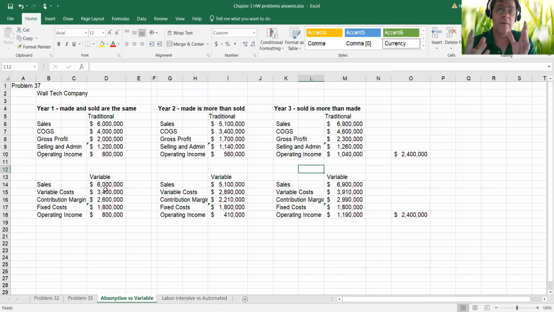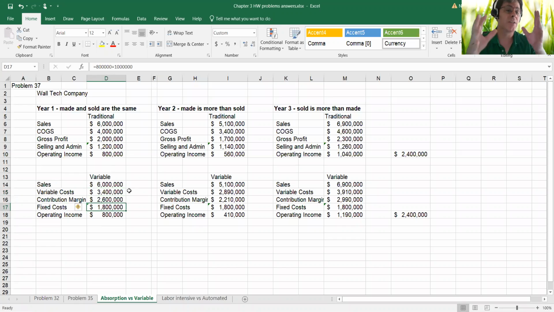Now, if we use the variable costing using the contribution margin format that we've been focused on in chapter 3, and our made and sold are the same, notice we come up with the same operating income. Everything just kind of gets rearranged a little bit. Variable costs are 3.4 million because we include everything that's variable, including variable selling costs. And our fixed costs are the $1 million fixed overhead and 800,000 fixed selling administrative.